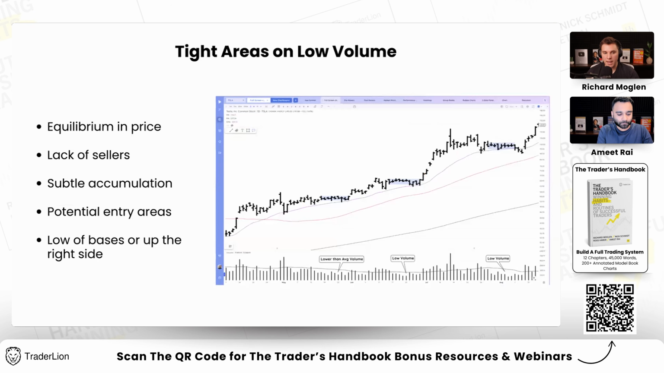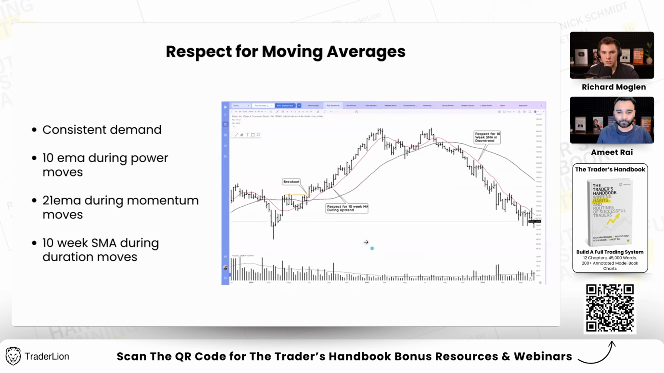And you want to look for them at the lows of bases or up the right hand side. And the lows of bases, maybe it's not actionable for your setup, for your style. Maybe you prefer buying closer to base highs, but it's still a sign of accumulation by institutions. There's many examples of tight areas at the lows of bases before huge model book winning stocks. So tight areas on low volume, definitely a winning characteristic to pay attention to.